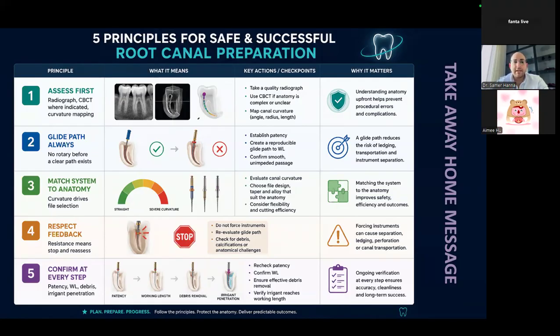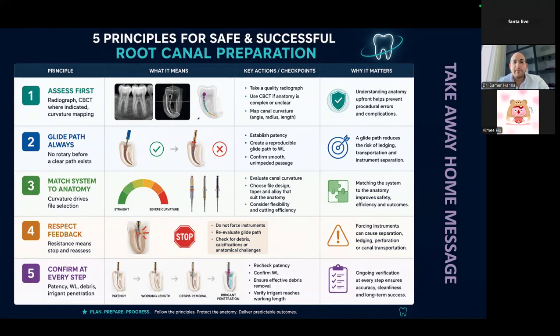Respect feedback. Resistance means stop and reassess. If you find resistance with the file, stop, go back to your manual files. We always say it, in doubt, hand files out. So when you have any doubt of the canal, just get your manual files, go back to your tactile sensation, sense the canal, and follow your knowledge.